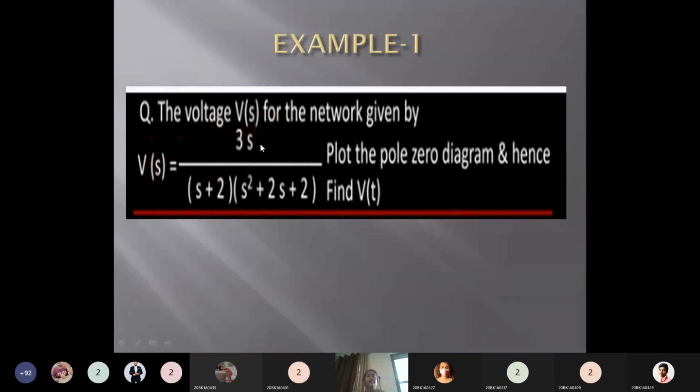The pole-zero concept is there in this particular unit as the last topic of Laplace transformations. So how to identify the poles and zeros and how to extract V of t through this pole-zero concept is a very interesting problem we can observe in today's class. Guys, is it clear to all of you, the question? Say yes or no.